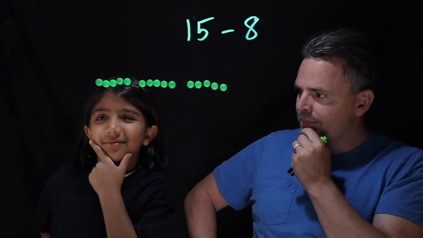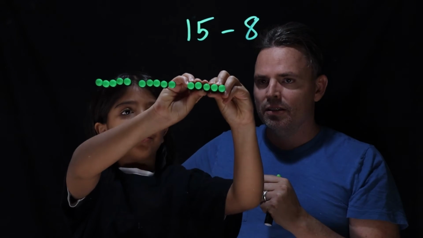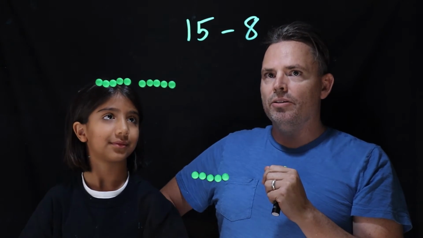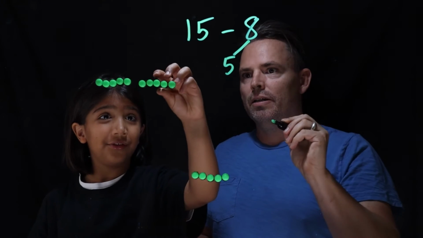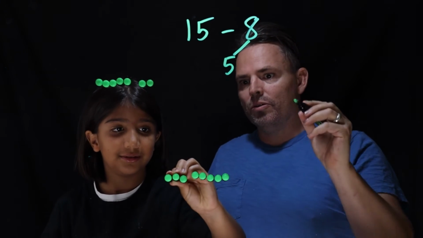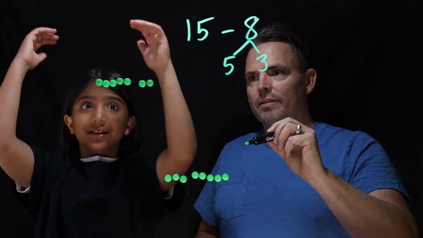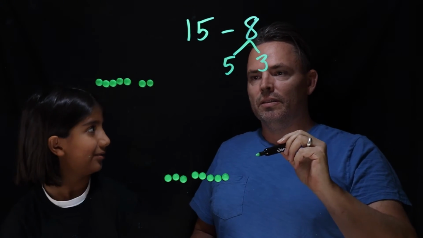What's your idea? I want to take away 5 because I want to make 10. Oh, okay. So then you took away 5. I split the 8 into 5 and 3. Oh, so you took away 5 and then you took away the 3. 3 to make 7. So 15 minus 8 is 7.